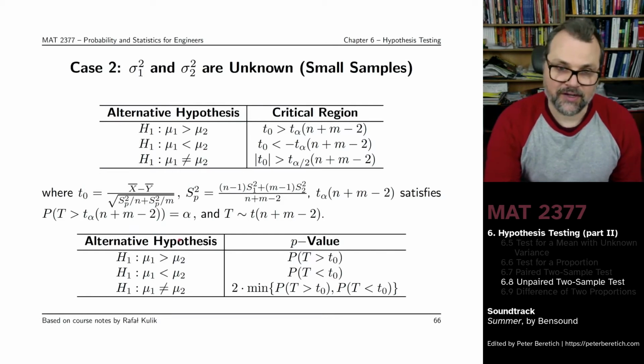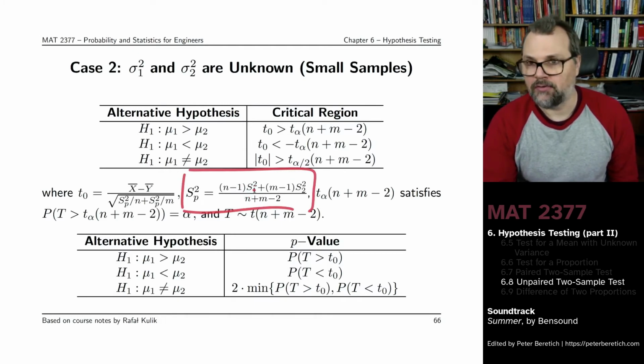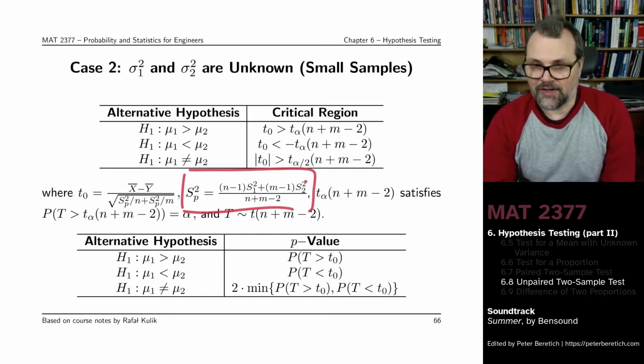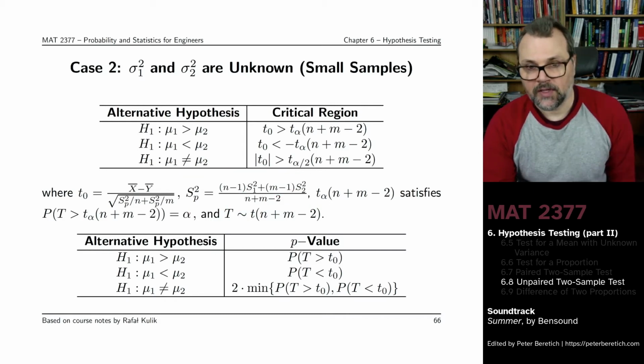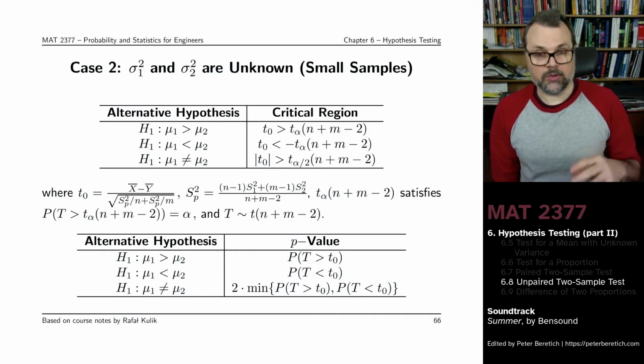Sp squared takes on a very specific form. It's sort of a weighted average of the estimated variance in the first group and the estimated variance in the second group through the samples. So n minus 1 times the sample variance of the first group of observations, the observations that came from the first population, plus m minus 1 times the sample variance of the observations in the second group, divided by the total of these two coefficients, n minus 1 plus m minus 1, that gives you n plus m minus 2. And t alpha is the critical value for the student t distribution with n plus m minus 2 degrees of freedom. Everything else is the same as what you were doing when you're working with known variances.